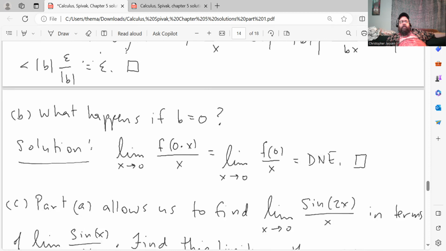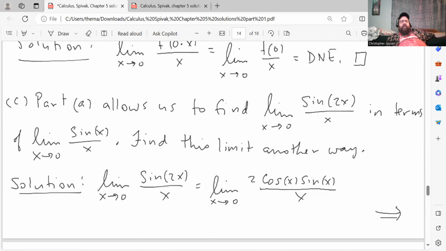Okay, in part B, he asks what happens if b is 0. If b is 0, we get a constant on top here. So the limit as x goes to 0 of f of 0 times x over x is the same thing as the limit as x goes to 0 of f of 0 over x. This limit doesn't exist because the expression blows up to infinity on one side and negative infinity on the other side, depending on the sign of f of 0, unless f of 0 is 0, then the limit will be 0. But if not, then this limit doesn't exist.